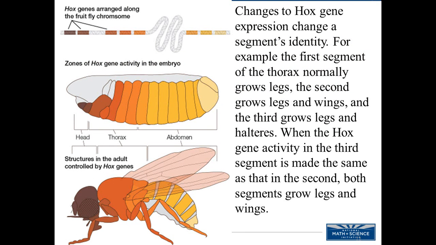Changes to a Hox gene expression change the segment's identity. For example, the first segment of the thorax normally grows legs. The second Hox gene grows legs and wings, and the third grows legs and halteres. So when Hox gene activity in the third segment is made the same as it is in the second, that segment will grow legs and wings. That sounds kind of crazy.